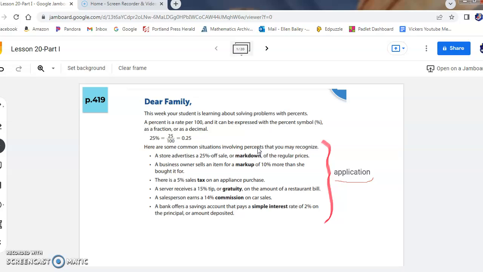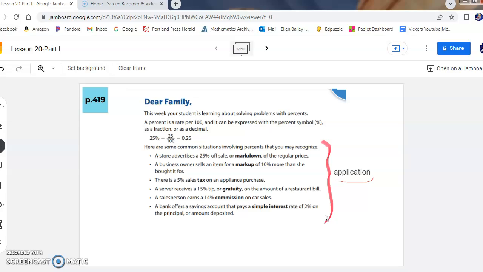All right, anyway, let's get started. We're going to be working on lesson 20. I'm going to try to be clear as we go through what I'm expecting on each page as I grade. So let's start with the family letter, page 419. Here's what I'd like you to write. Make a little bracket here and write the word application beside this section. That's exactly what we're going to be working on, application.